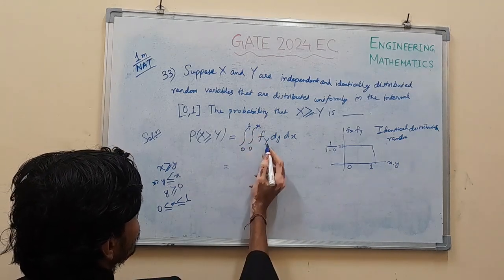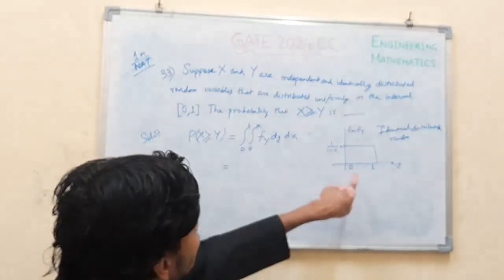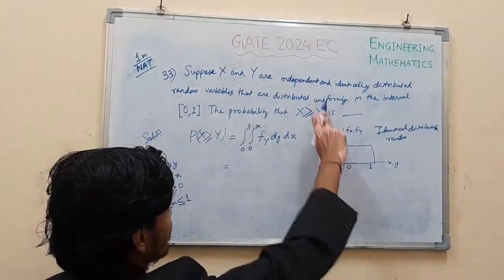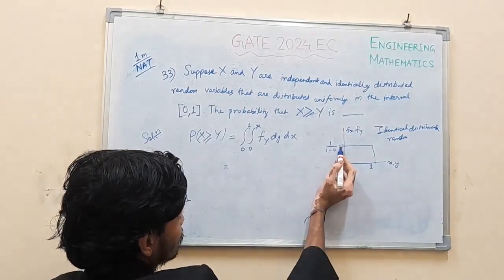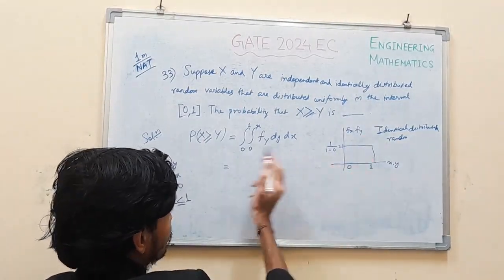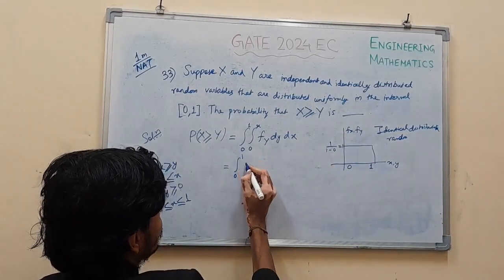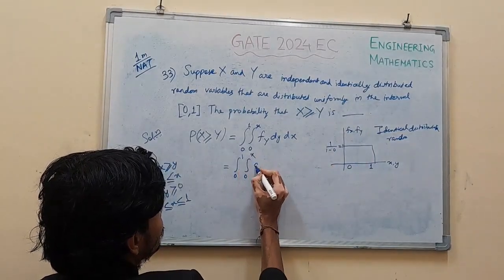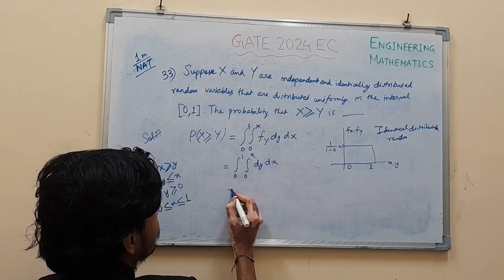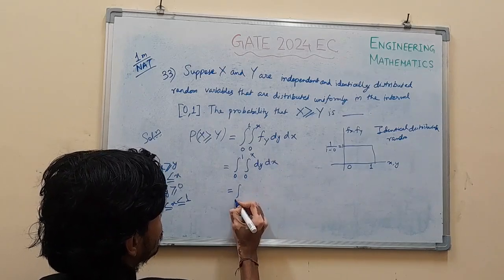So I'm putting the limits here. f of y will be what? In the interval 0 to 1, as it is identically distributed, the function value will be constant at 1. So we simplify this: integral 0 to 1, 0 to x, dy dx. Now integrate 0 to 1.